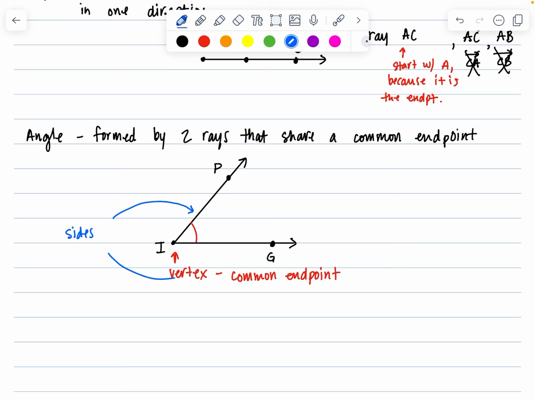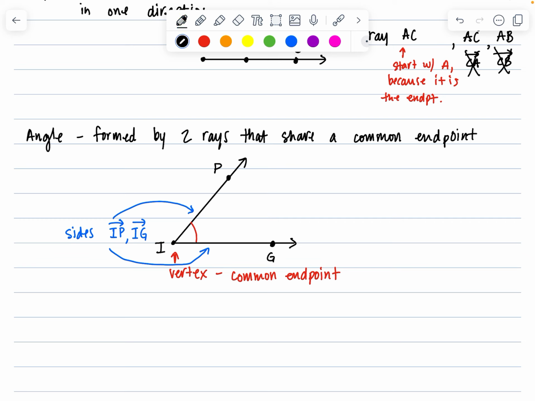And these sides are named after the rays. Actually, let's go in between this so we can avoid this. The sides are IP. When we draw the ray symbol, we use the one arrow, and IG. Okay, so those are the sides of the angle. And then we have the vertex, which is the common endpoint.